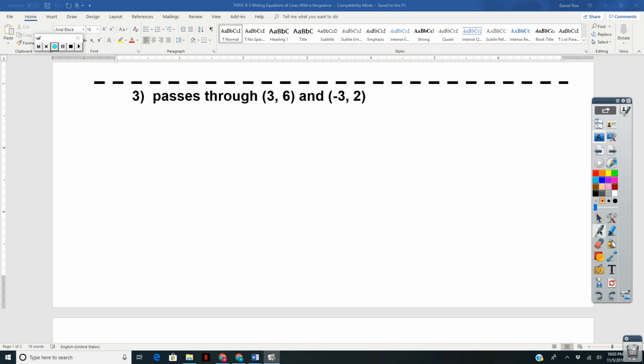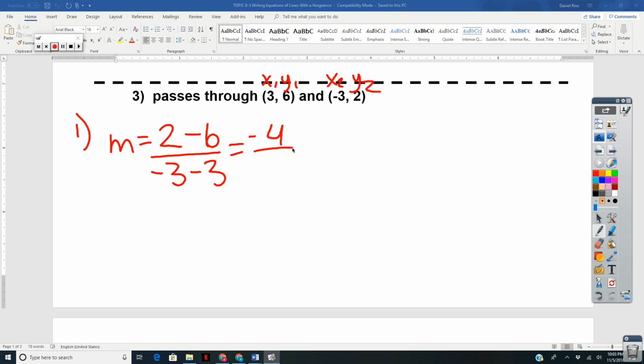This one's similar to what we did yesterday, most of them. So I need to go step by step. So step 1, use x1, y1, x2, y2 to find the slope, right? So my slope is y2 minus y1 over x2 minus x1. 2 minus 6 is negative 4. Negative 3 minus 3 is negative 6. And this simplifies to positive 2 over 3. That's my m.